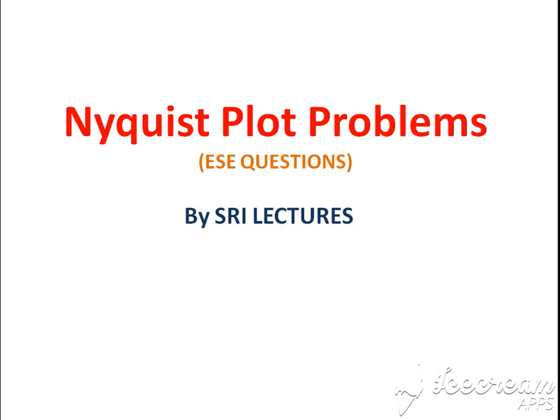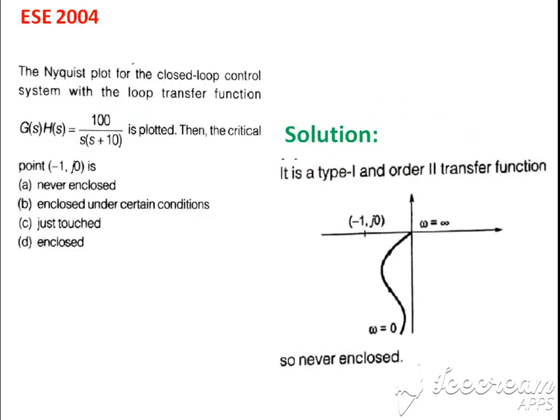This video is on Nyquist plot problems previously asked in the engineering service examination. First problem, engineering service examination 2004 question. The Nyquist plot for the closed loop control system with the loop transfer function G(s)H(s) is equal to 100 divided by s into (s plus 10) is plotted.